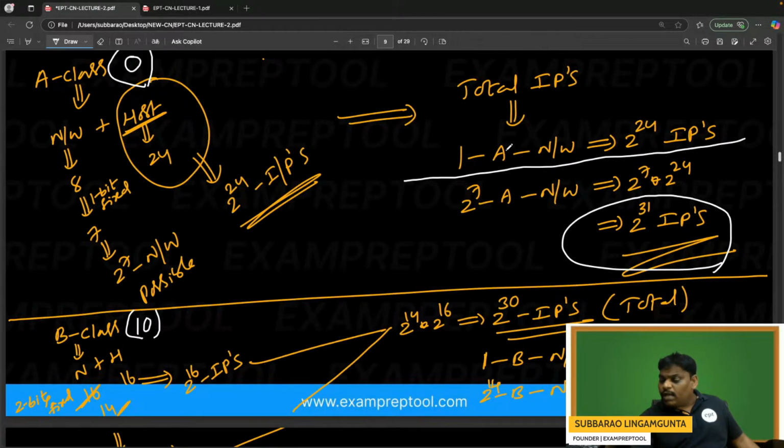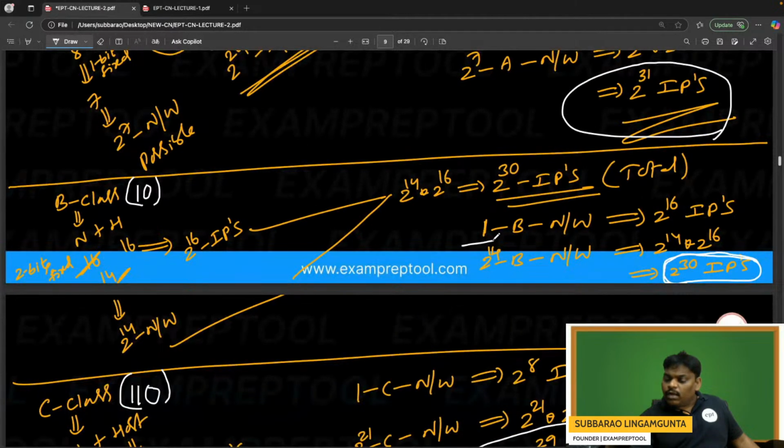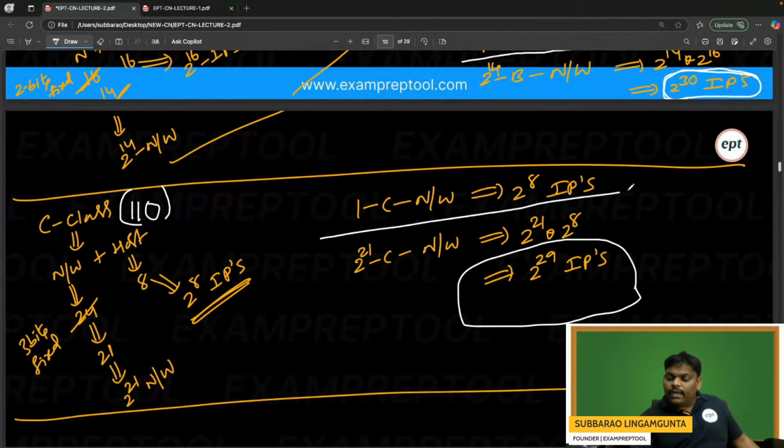See, one class A network has 2 power 24 IPs. One class B network has 2 power 16 IPs. One class C network has 2 power 8 IPs. Can you help me now? Which class has more IPs per one network? Yes or no?